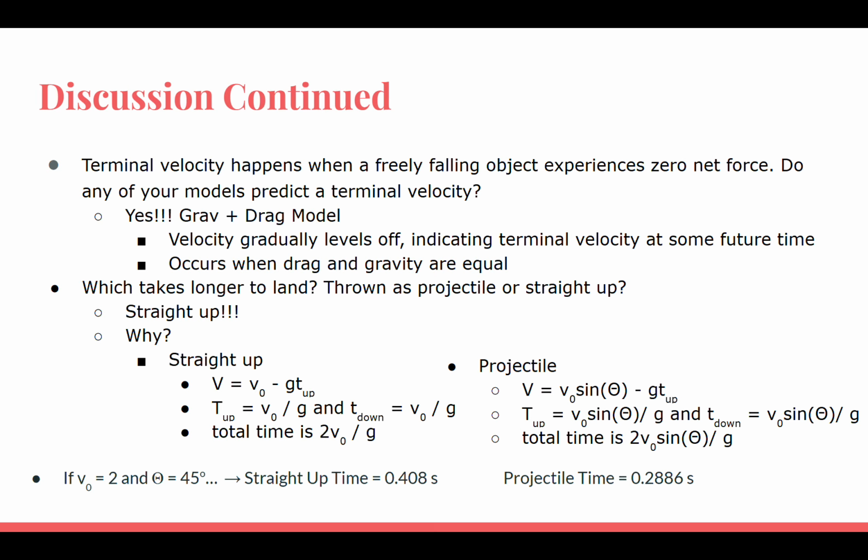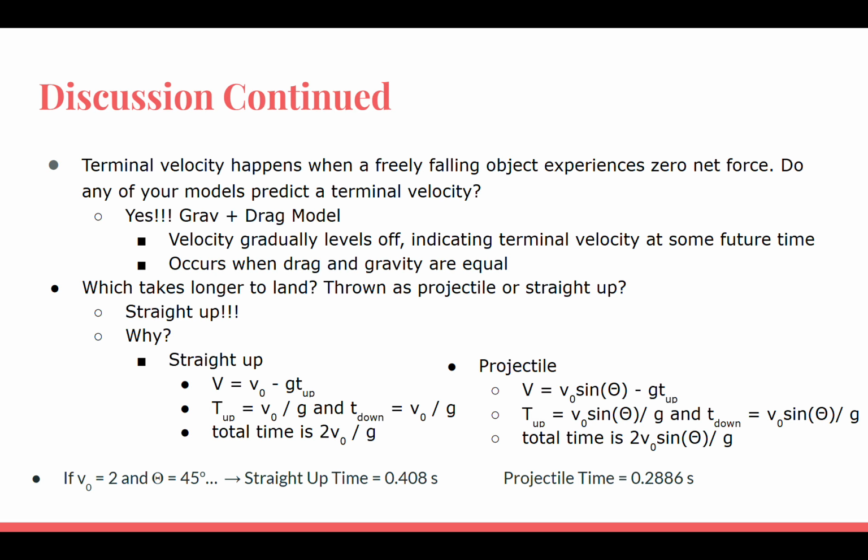So in regards to the lab, terminal velocity is just the idea when the net force is equal to zero. And based off this, my gravity plus drag model does predict terminal velocity, as the velocity typically levels off over time as drag counteracts and eventually equals gravity.